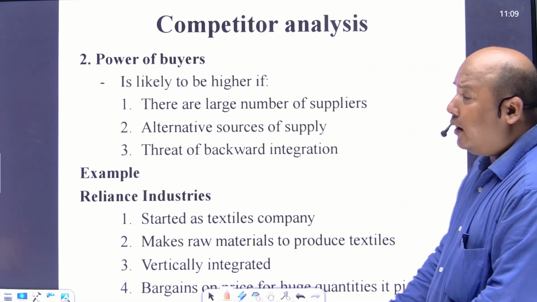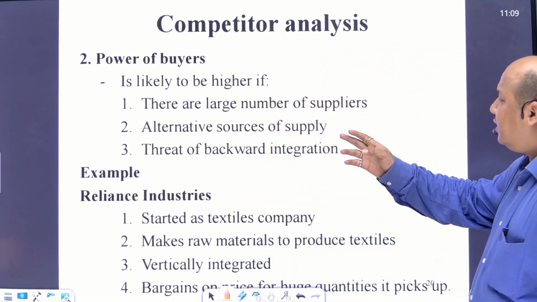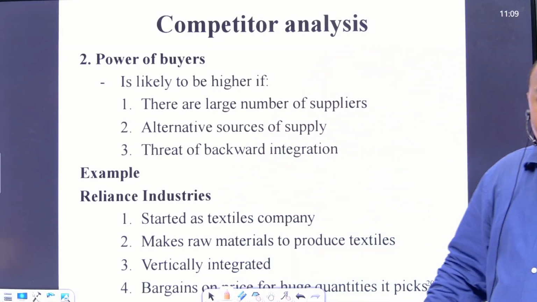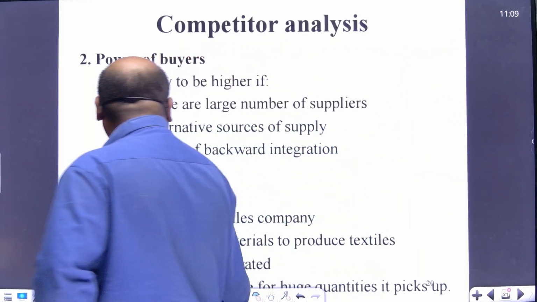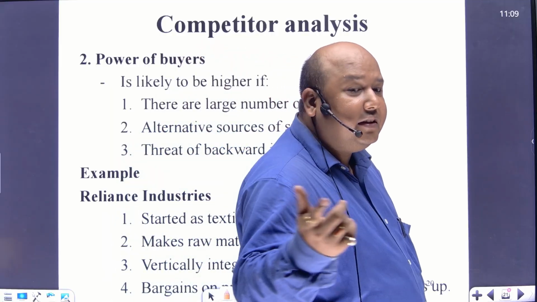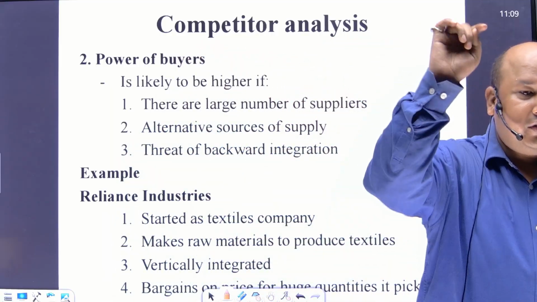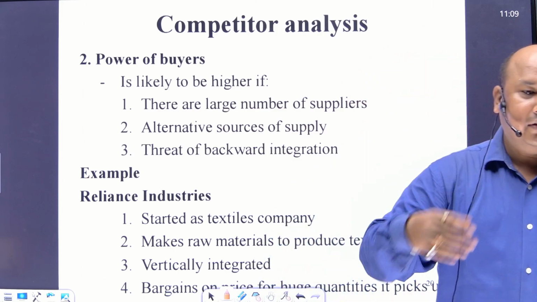So power of buyer is likely higher if there are a large number of suppliers, obviously, when an alternative source of supply is there. Threat of backward integration. What is backward integration? What is forward integration? You need to learn by Google. And if you're not able to do that, I will be giving you an example.